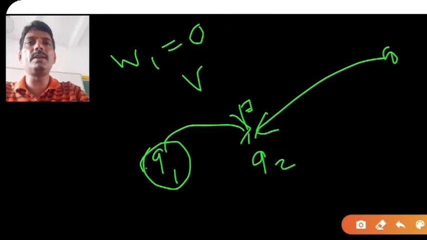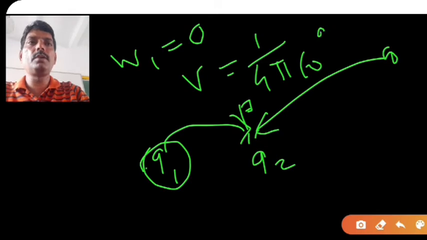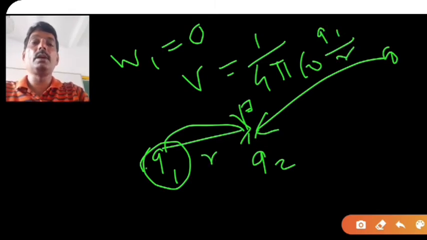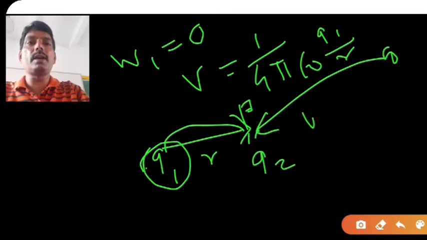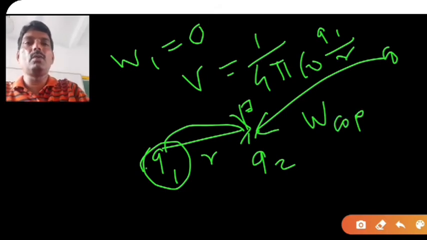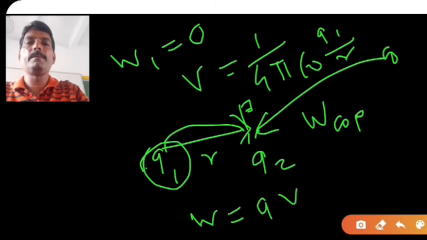The potential is V is equal to 1 upon 4 pi epsilon naught Q1 upon R. This distance is suppose R. Now if you brought this charge Q2 here, then you have done the work done to bring from infinity to the point P, and you know the formula, work done is equal to Q into V, that means charge into potential. Now this is very important.